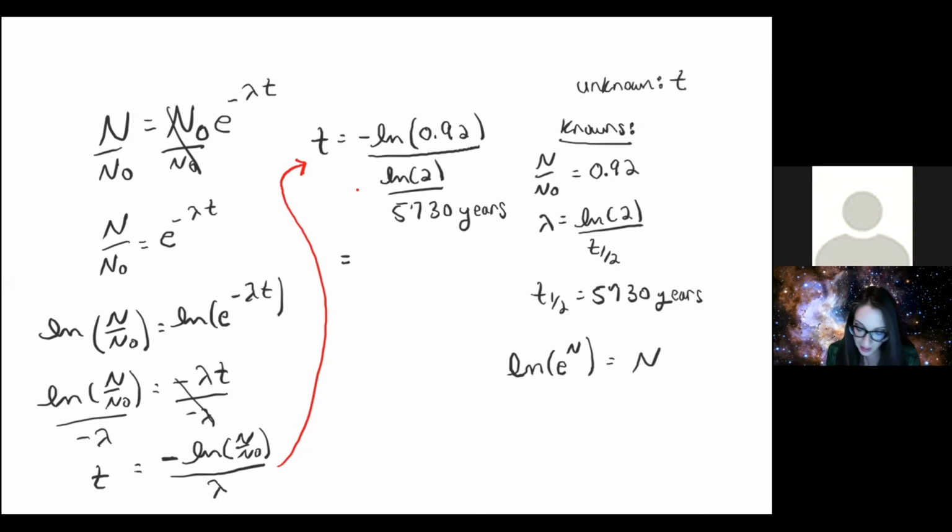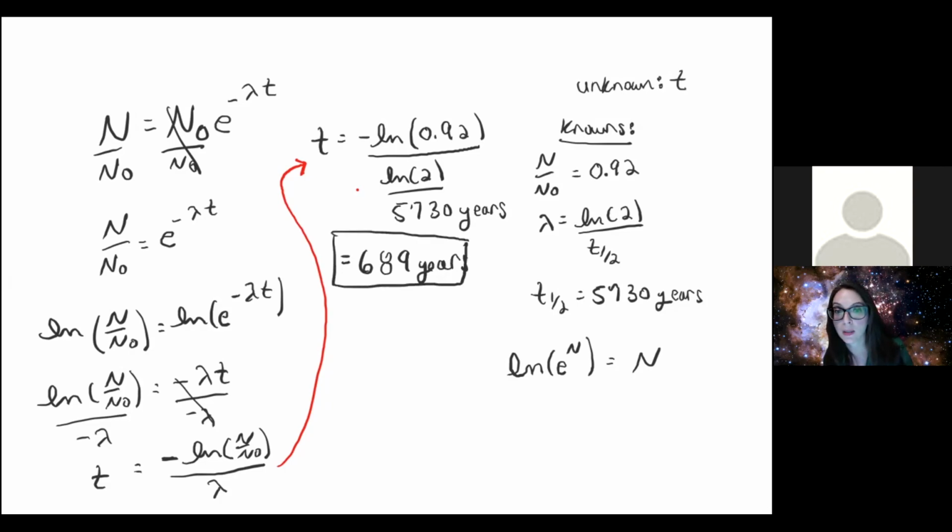That gives us a time of 689 years. So using the amount of carbon-14 left in this shroud and the half-life of carbon-14, we know that the Shroud of Turin is 686 years old. And we think that Jesus's death happened around 2,000 years ago. That's telling us that this shroud is more than 1,000 years too young to have been used during Jesus's crucifixion.